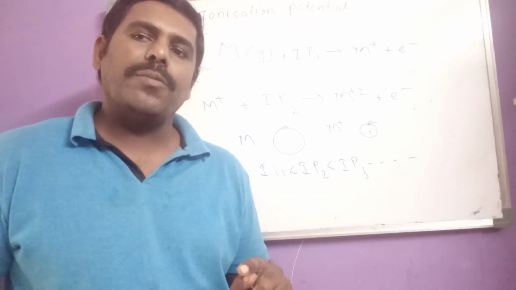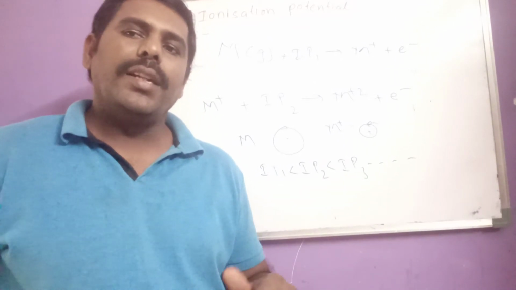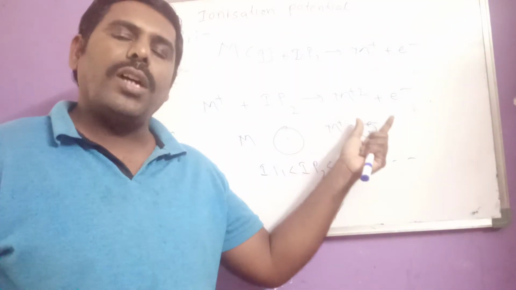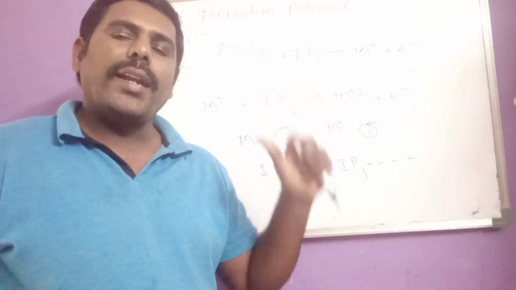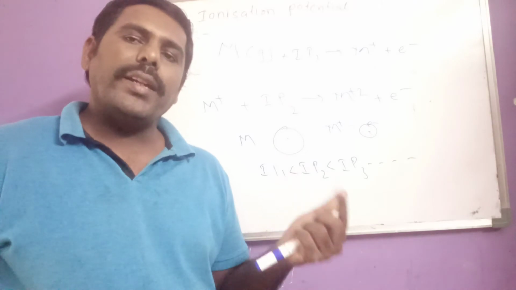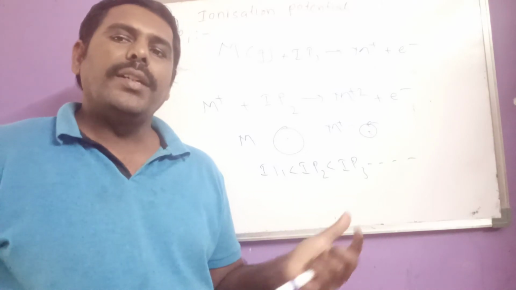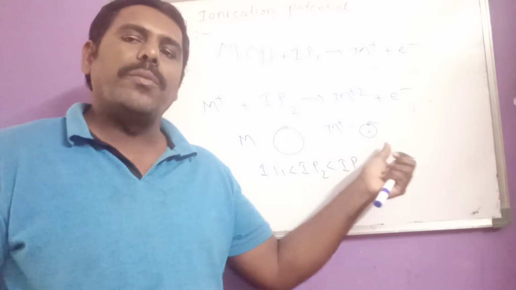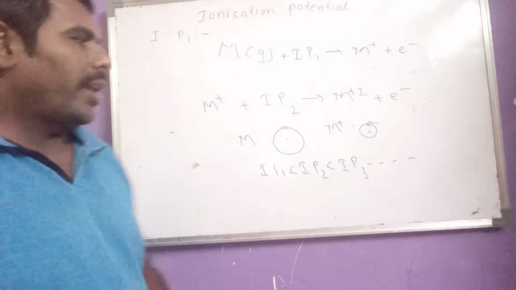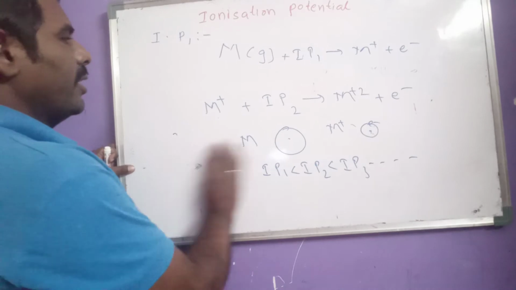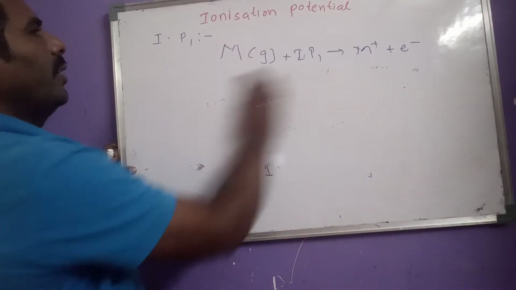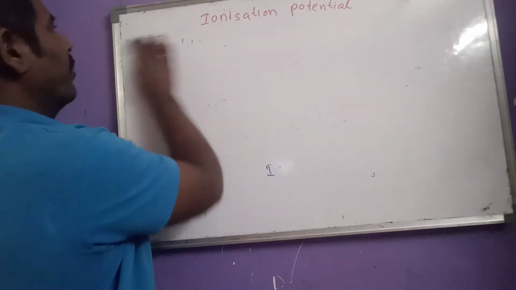Due to the smaller atomic size, nuclear attraction acts strongly on the outermost electron, and another reason is the increased nuclear charge. This time we have to give more energy to remove the other electron. So like that, second ionization potential is greater than first ionization potential.